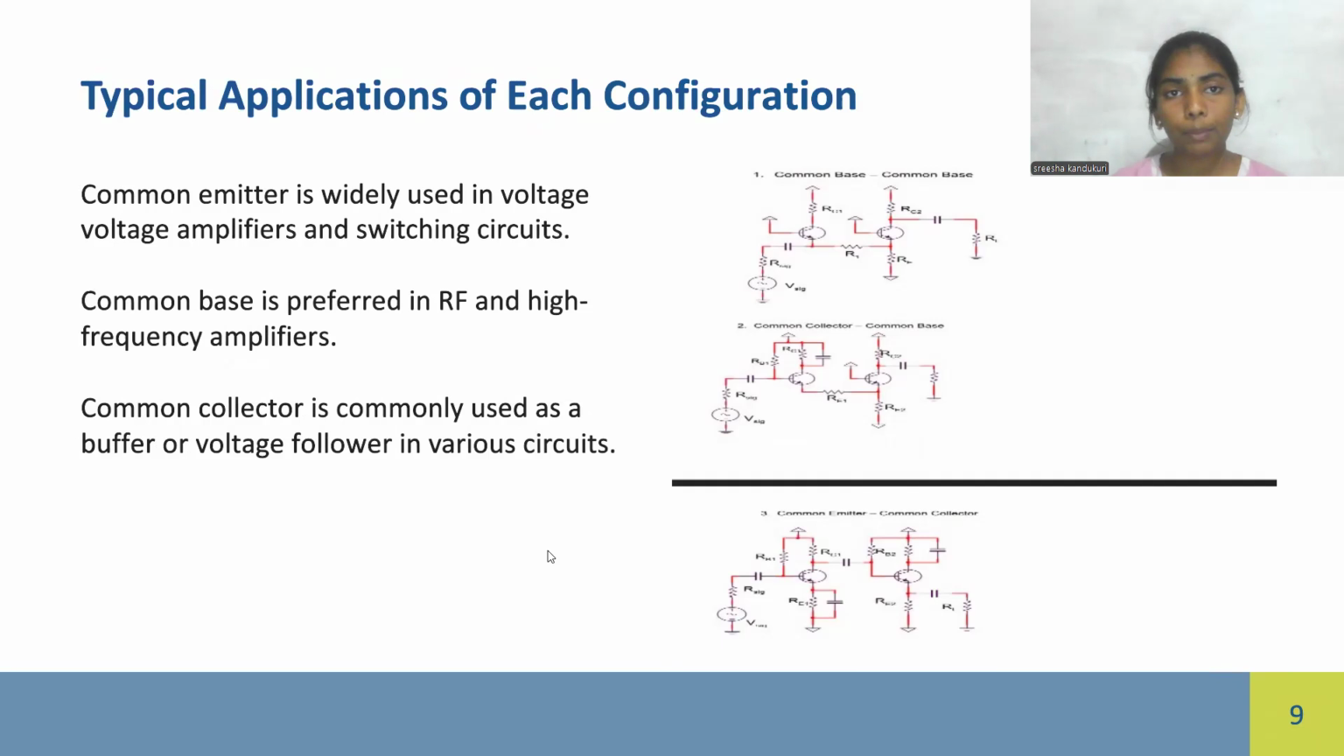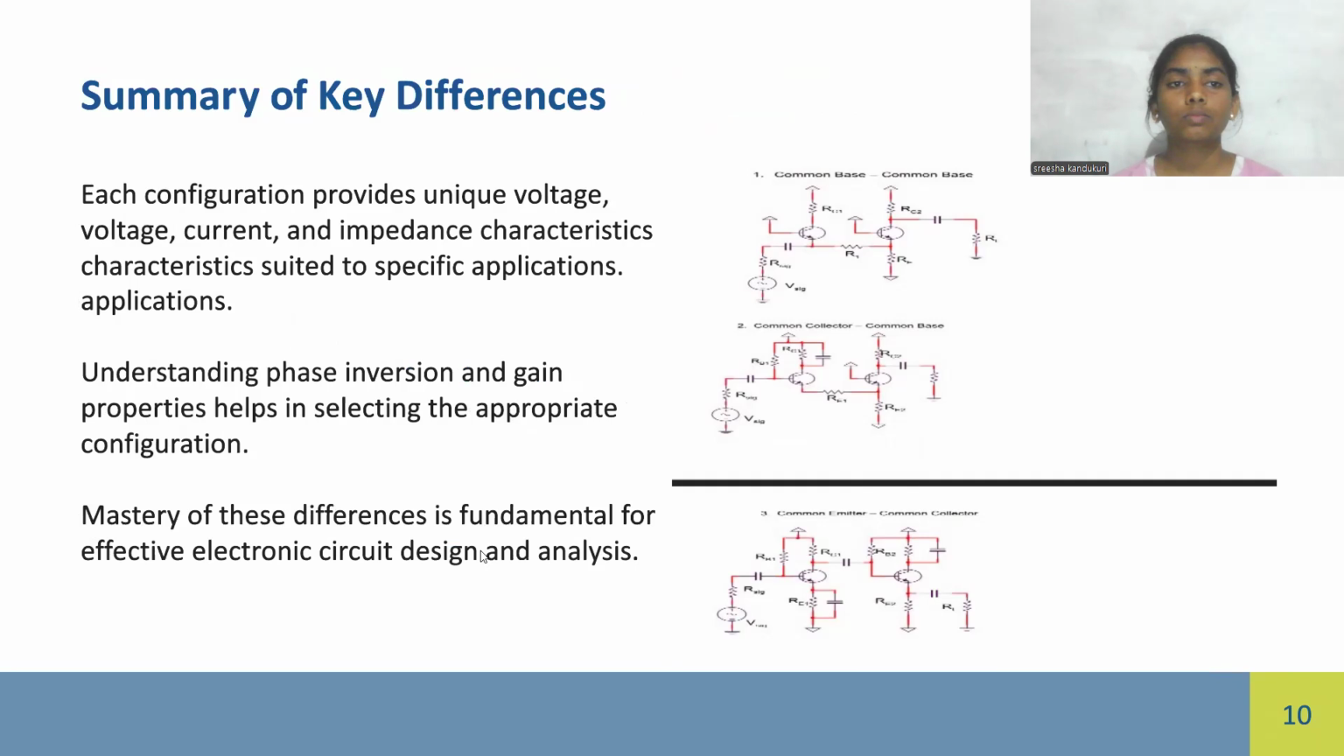So there are some typical applications of each configuration. Let us move on to it. Common emitter is widely used in voltage amplifiers and switching circuits. Common base is preferred in RF and high frequency amplifiers. Common collector is commonly used as a buffer or voltage follower in various circuits.